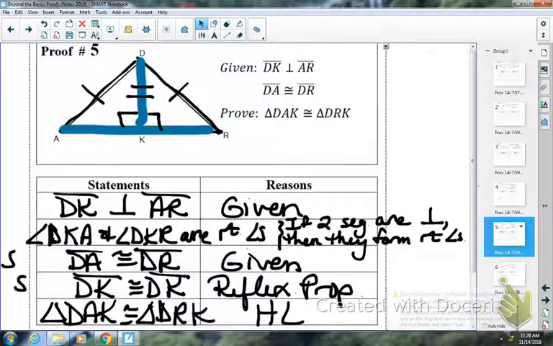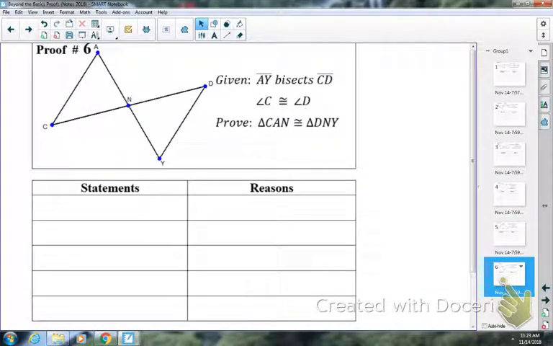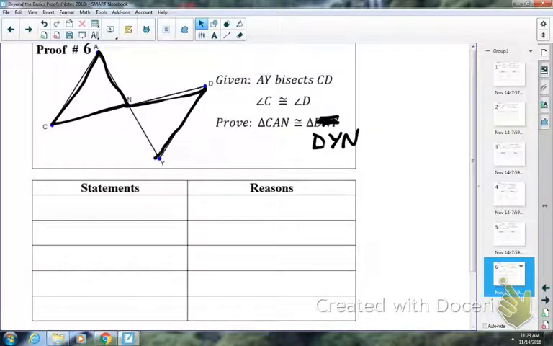Okay, so we've got one final proof to take a look at, and that is number 6. So on number 6, notice we are trying to prove triangle CAN congruent to, and this actually is a mistake on my part, it should be triangle DYN. I apologize for that. It's a typo. DYN. So again, that's how I want to finish the proof, so I can fill in at the bottom if I would like from the beginning. Once I can reach that point, I'm done. So again, we have to have 3 pairs of congruent parts to get there.